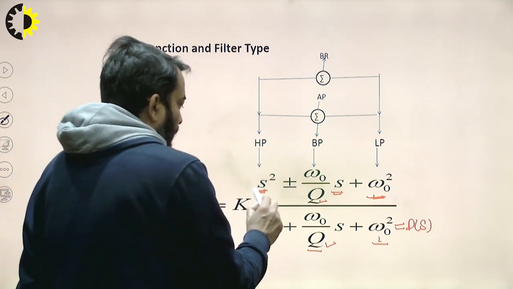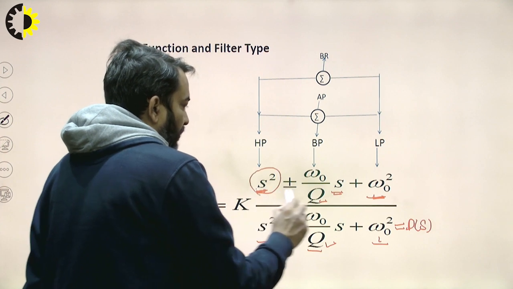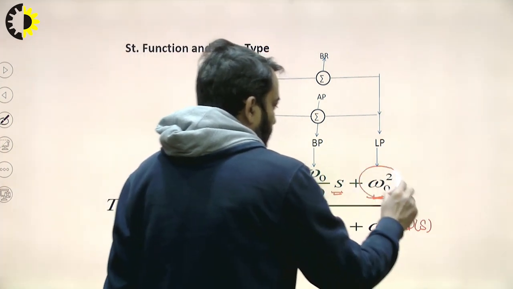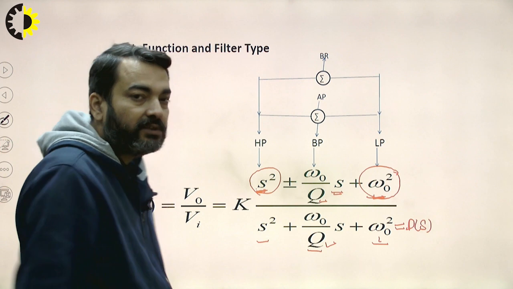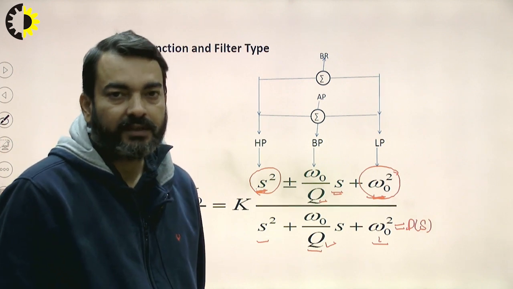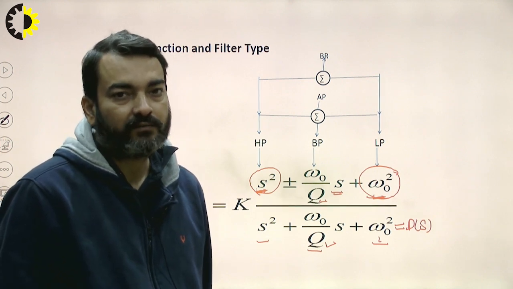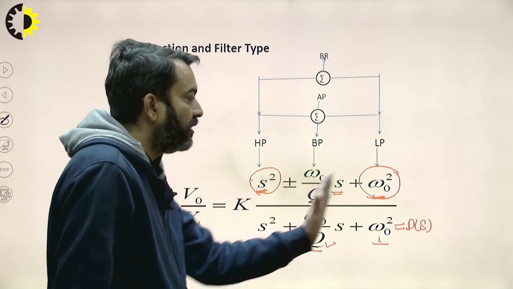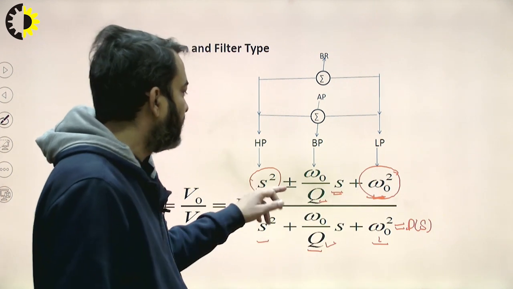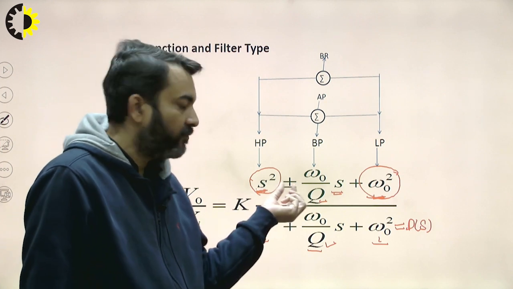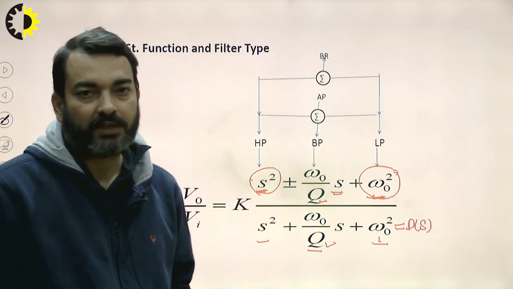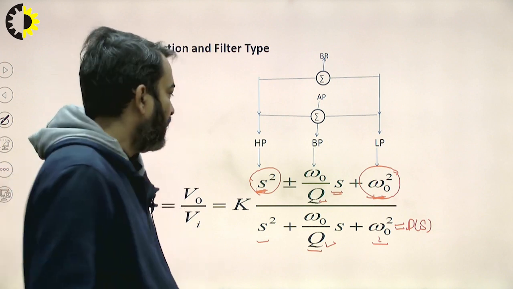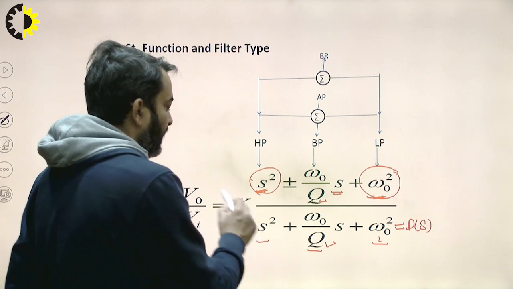And if this term and this term both are present and the middle term is not present, then that will be the case of a band reject filter. And for an all pass filter, all the three terms will be present with the condition that the middle term will have a negative sign. And this K is denoting the gain.